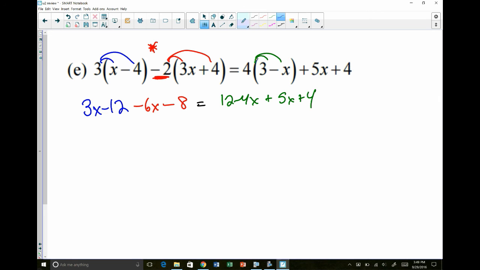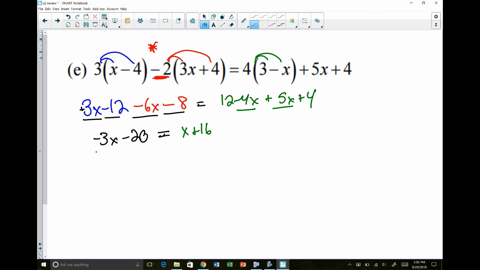Now I need to combine like terms on both sides. I have a plus 3x minus 6x, which is minus 3x. Minus 12 minus 8 would be negative 20, equals what? I have minus 4x plus 5x. Well, minus 4 plus 5 is positive 1x. 12 plus 4 is 16. And now I get to solve for x.